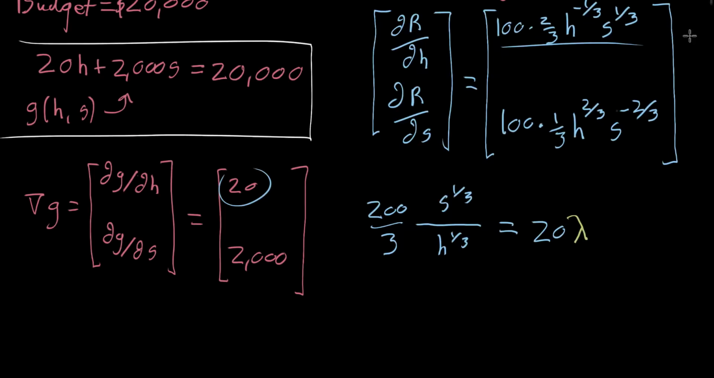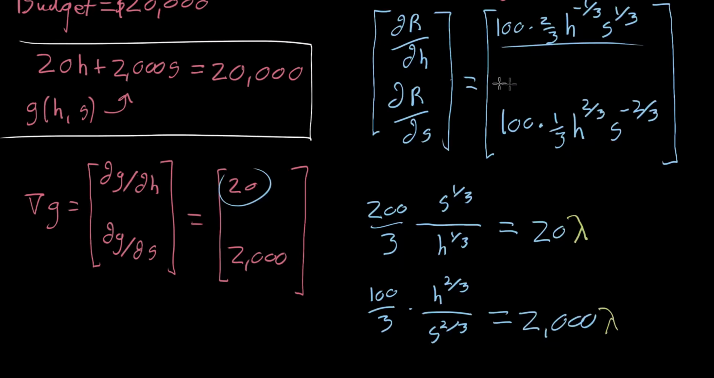And then the second one, I'll go ahead and do some simplifying while I rewrite that one also. That's going to be 100/3 times h to the 2/3 divided by s to the 2/3, because s to the negative 2/3 is the same as 1 over s to the 2/3. All of that is equal to 2000 times lambda. And the important thing is it's that same lambda, because the entire vector has to be proportional.